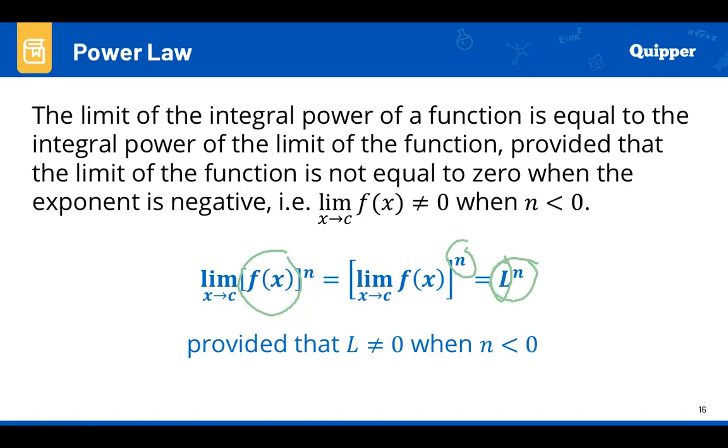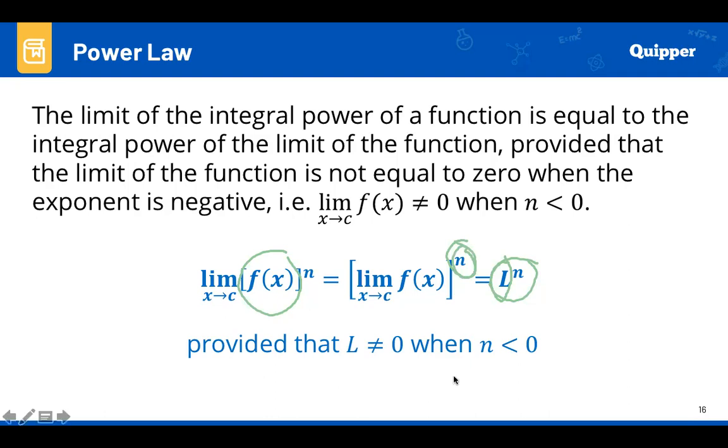Ayan, okay. So again, the limit of f of x, if we have the power law, you just copy the limit of f of x and then just put the exponent. Okay, that's the power, right? The exponent, and then find the value of that one. Okay.